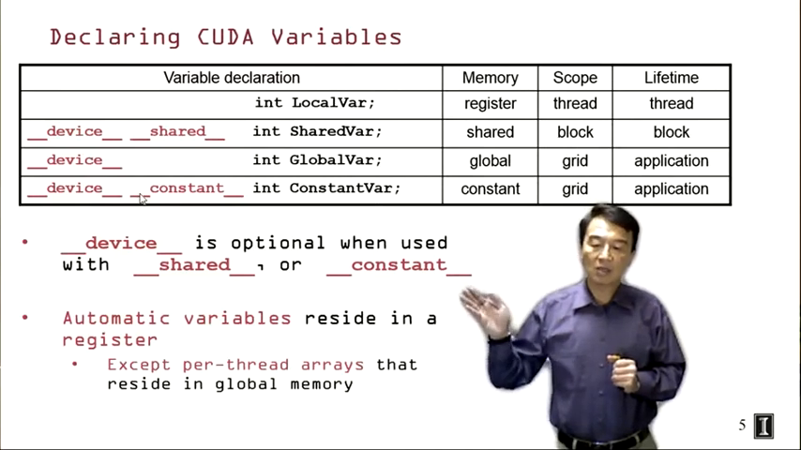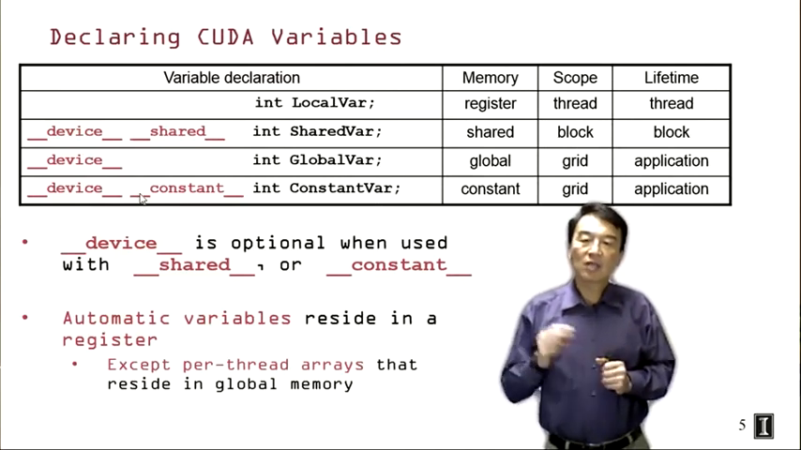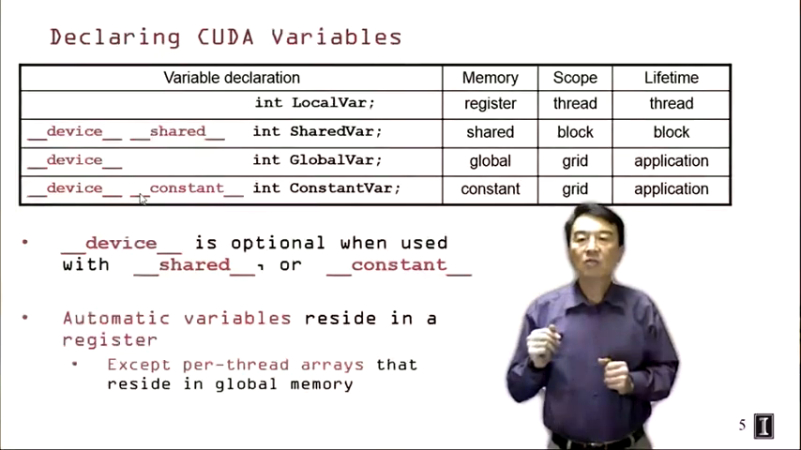So just a few quick comments. Whenever we declare any variable in the shared memory or constant memory, we actually don't need to use the __device__ qualifier.